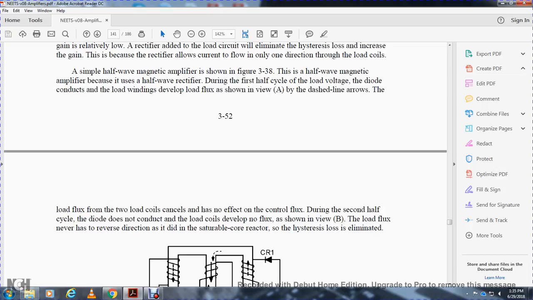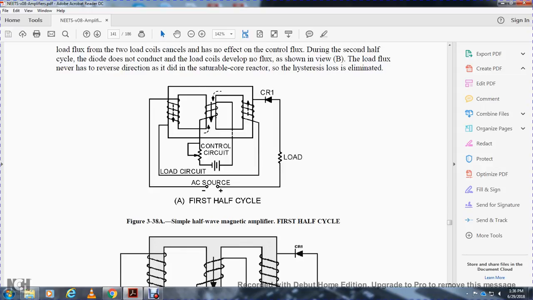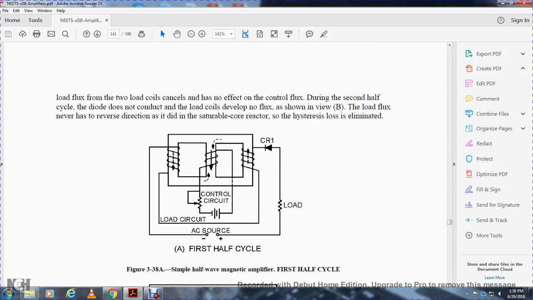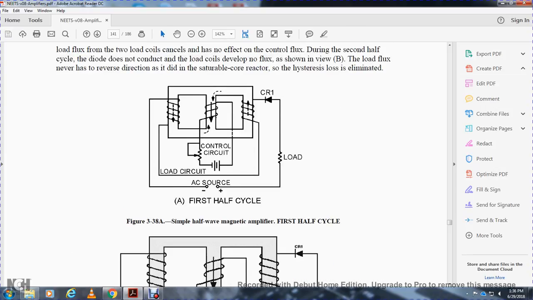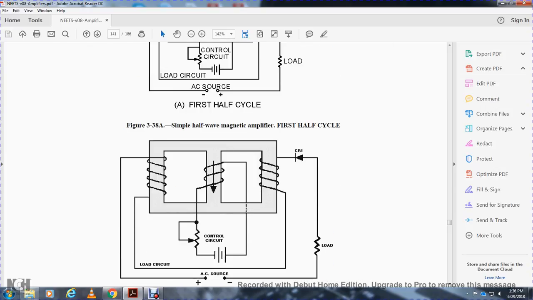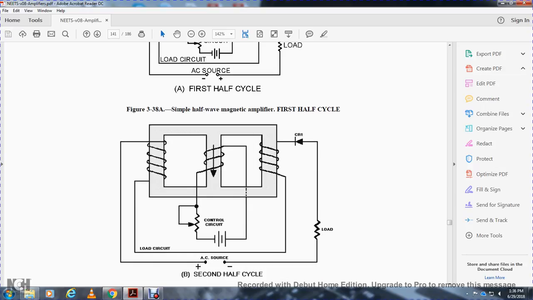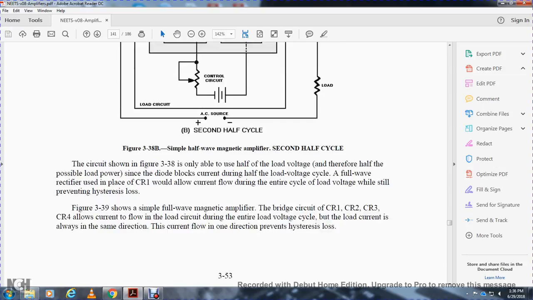The load flux never has a reverse direction. It does the saturated core reactor, so hysteresis is eliminated. Figure 3-38 shows a simple half-wave magnetic amplifier: first half cycle, AC source, DC, control, rectifier, load. A simple half-wave magnetic amplifier, second half cycle: control, rectifier, load, AC source, DC.